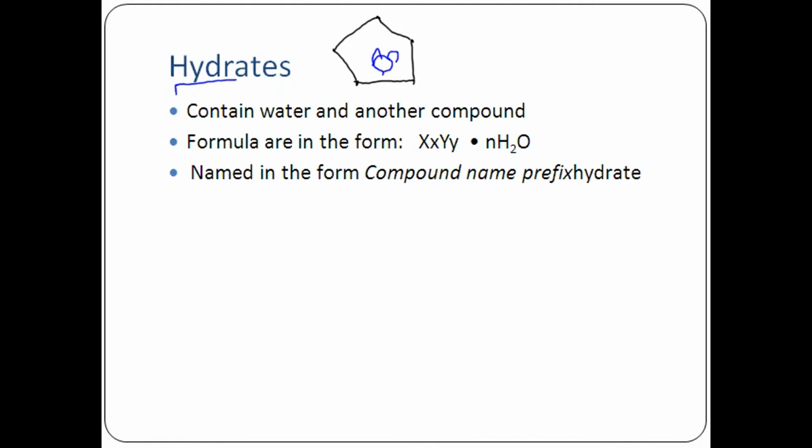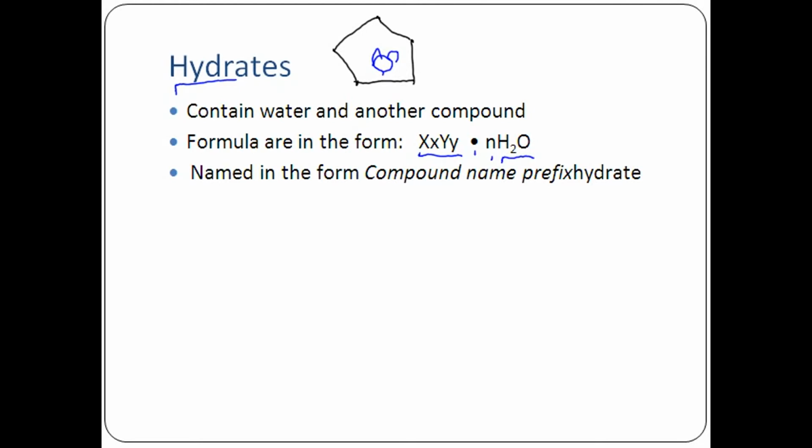The way you write out the formula for a hydrate is you write out the formula first. That's like our XXYY right here. And then you do a dot, and then you put N H2O, where N is the number of water molecules for every one molecule of the original compound.